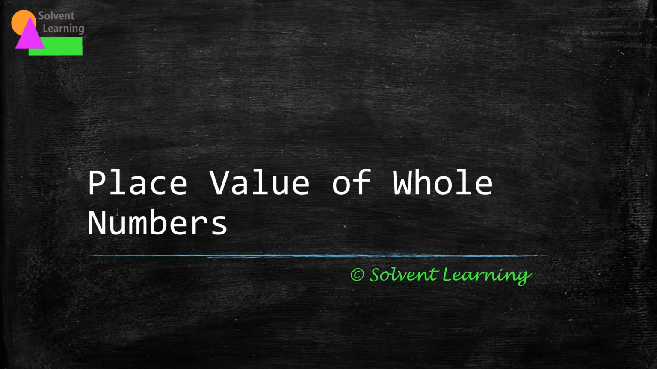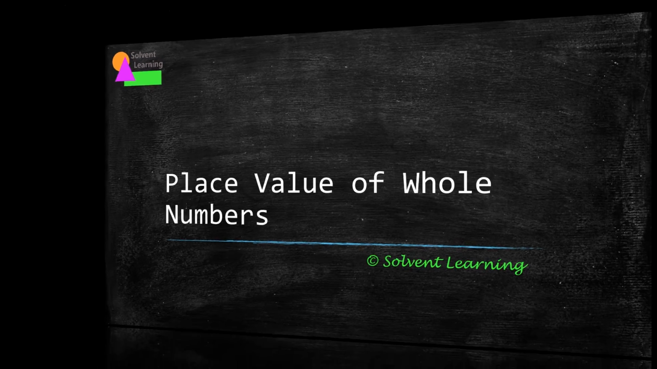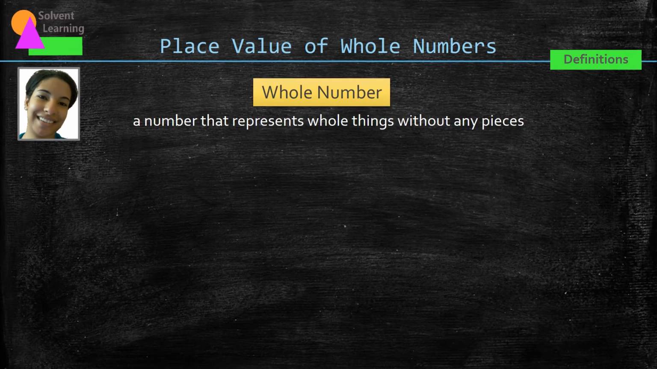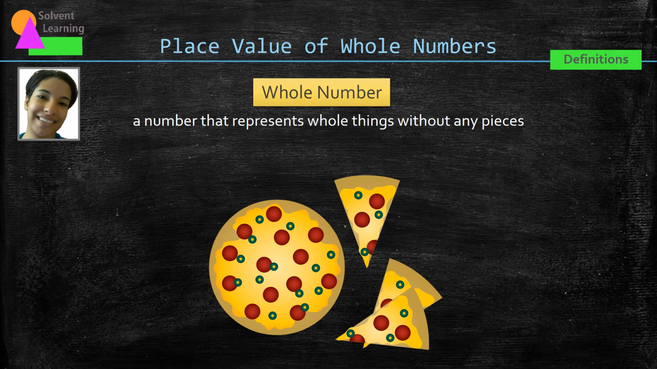Place value of whole numbers. A whole number is a number that represents whole things without any pieces. Let's take a look at this pizza. The pizza on the left is a whole pizza. We would say this is one whole pizza. The slices on the right are just pieces of a pizza, so they would not represent a whole number.